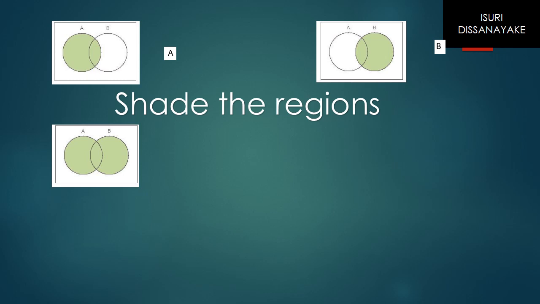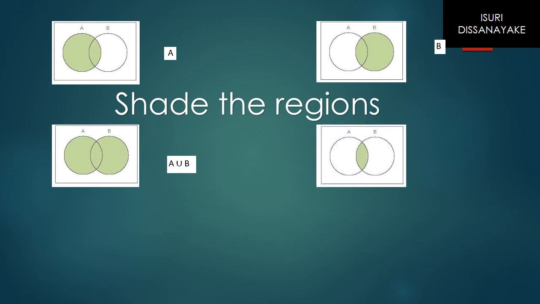Look at this. It has shaded all A or B. So we can call this A union B. They have shaded only the common region. Common means the intersection of what? A and B. So we have A intersection B.